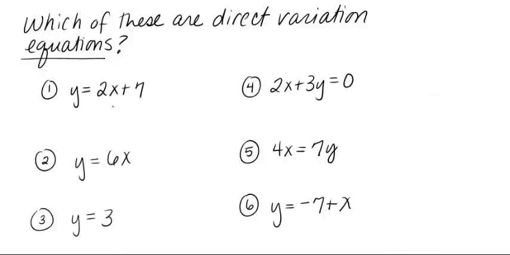Alright, let's look at number 1. The first thing we want to decide is whether (0, 0) is on the graph. In other words, if we make a little input-output table and plug in 0 for x, we better get out 0 for y. So let's do that. y equals 2 times 0 plus 7. When we do this, we get 7. So when x is 0, y is 7. That is not the point (0, 0), therefore this is not direct variation.